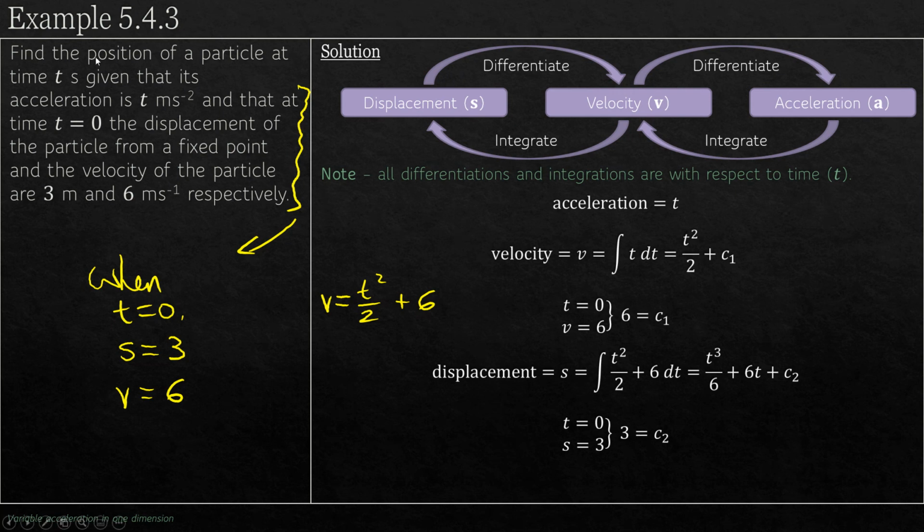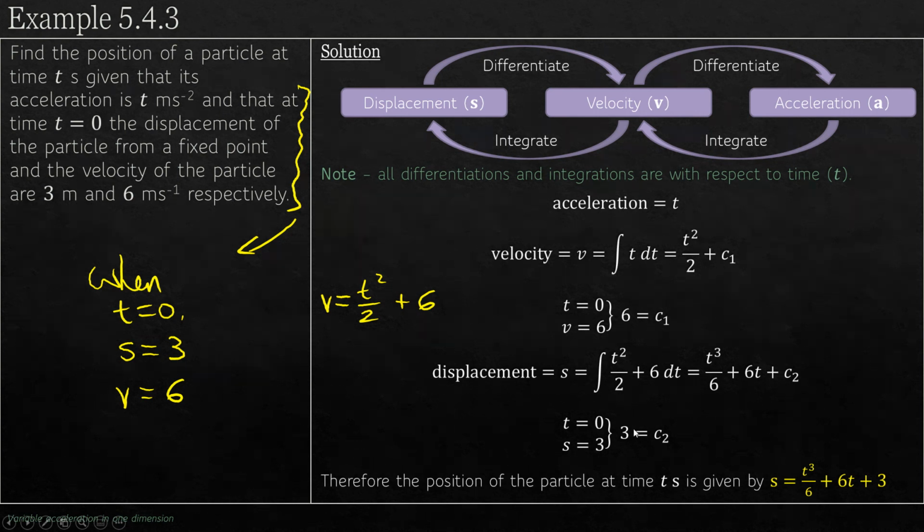So to answer the question, find the position of the particle at time t seconds. So that's not a particular fixed time, that's a variable time. So our final answer is going to be in terms of t. And here it is. There's 1/6 t cubed plus 6t plus our constant C2, which was 3. And that is the position of the particle at any time t seconds.